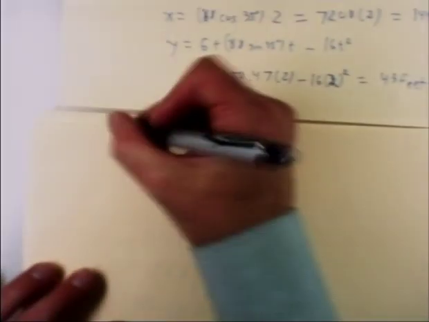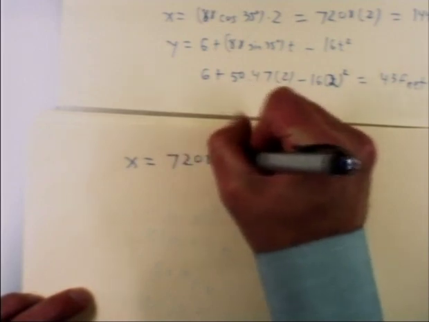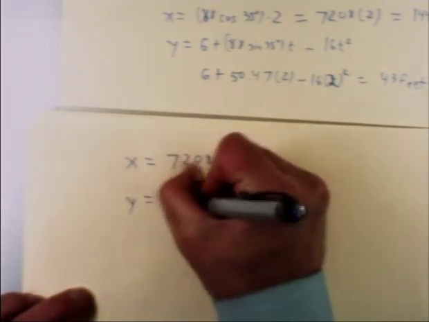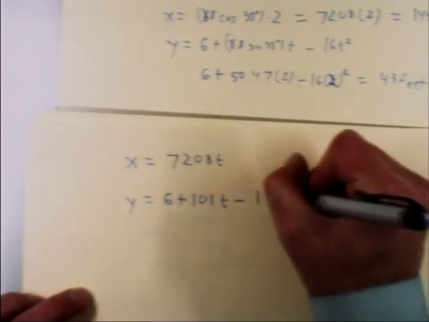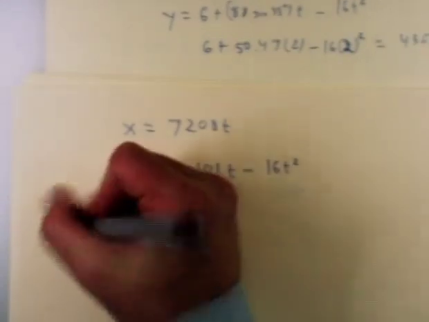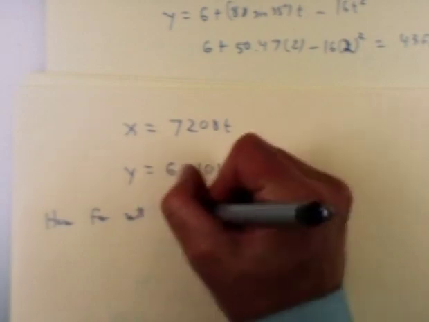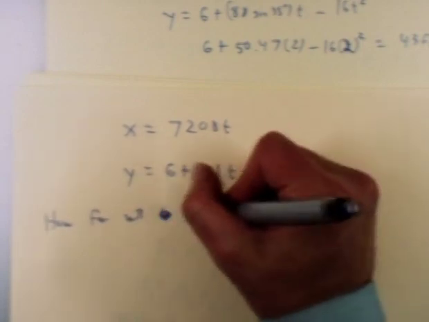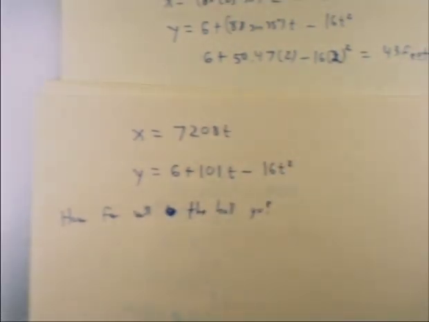Let's ask for something even more difficult. I want to rewrite the equations that we had, especially the simplified versions. X is about 72.08 times t, and y is 6 plus, this was approximately 101t, minus 16 times t squared. Let's take these equations and ask another question. How far will the ball go? What does it mean to ask how far the ball goes? I guess what we're really asking is when it hits the ground, how far has it gone?